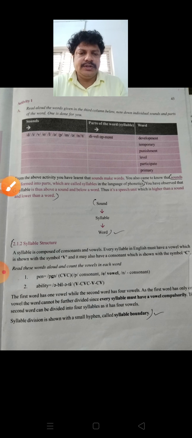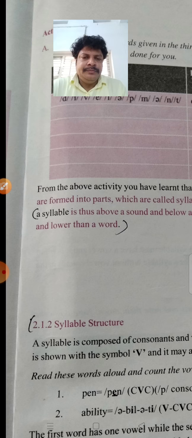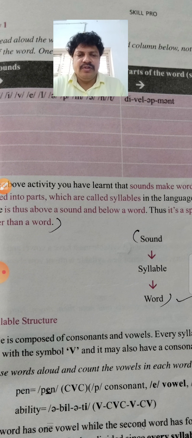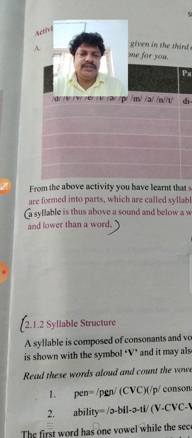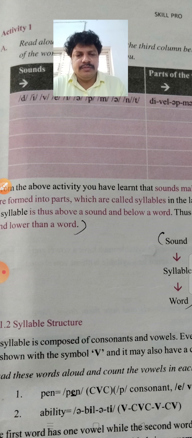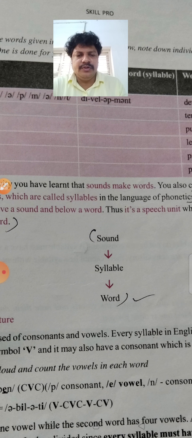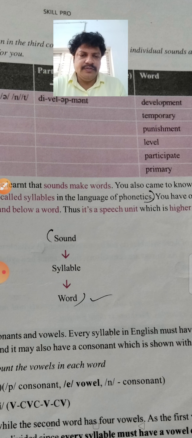Next, you see that a syllable is above a sound and below a word. It is not fully a sound and also not fully a word, but below a word and above a sound. Sound, syllable, word: this is the structure of any word. So in a word there will be syllables. Multisyllabic words can be divided.